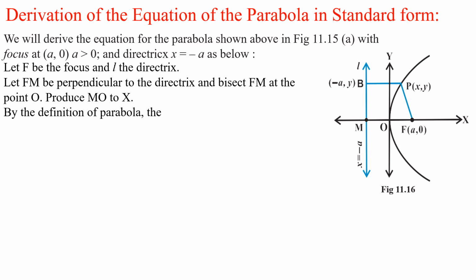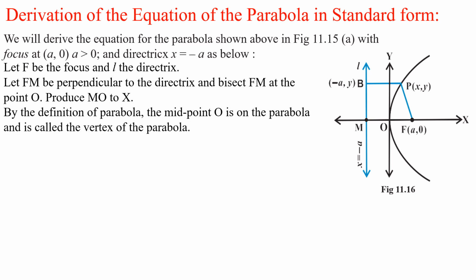By the definition of parabola, the midpoint O is on the parabola and is called the vertex of the parabola. See here, O is the midpoint of FM and this point O lies on the parabola, because FO is equal to OM, equidistant. This point O is equidistant from the focus and from the directrix as well. That is why this point lies on the parabola. Understood this point, my children?